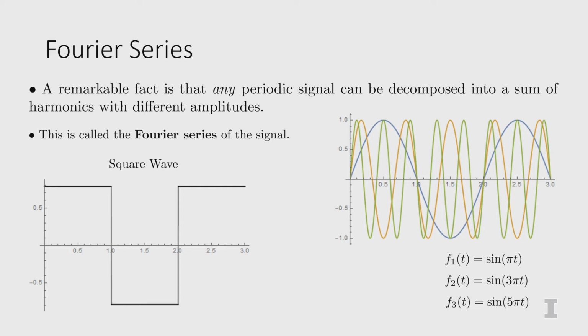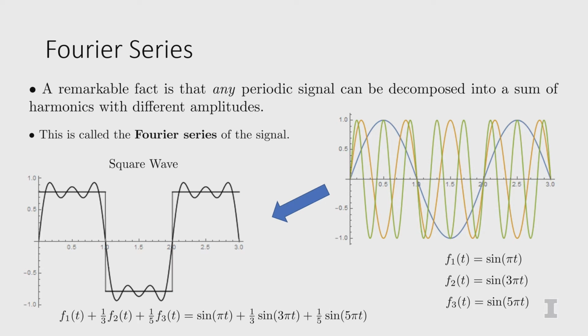Over here, I've graphed 3 functions: sine pi t, sine 3 pi t, and sine 5 pi t. So this is 3 times the fundamental frequency, and 5 times the fundamental frequency. The first one is the blue curve. The second one is the orange curve, which has 3 times the frequency, and then 5 times the frequency is the green one. See, it's going fast, exactly. Now look what happens. If we add these functions with some weight, multiplying the amplitude of the first one by 1, the second one by 1/3, and the third one by 1/5, we get this resulting wave.